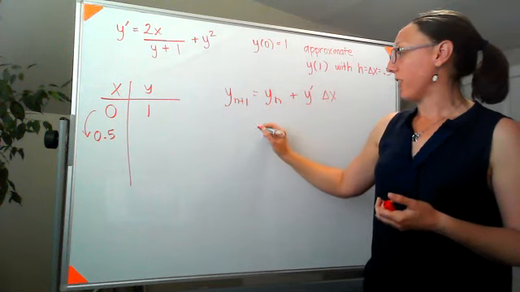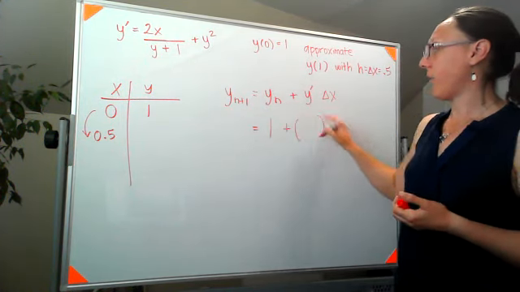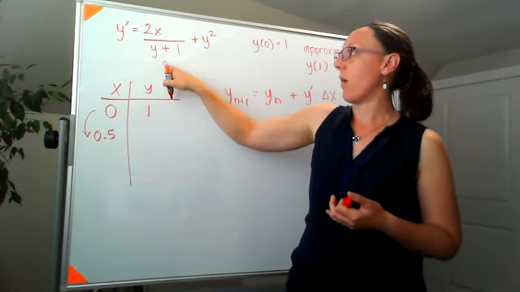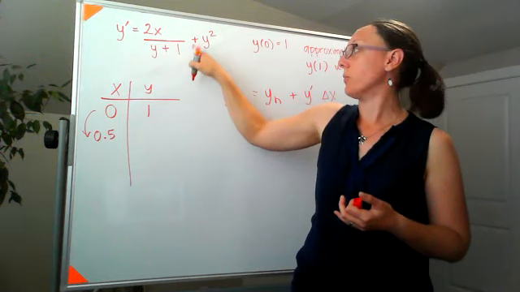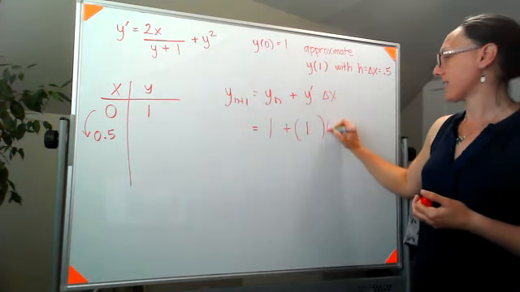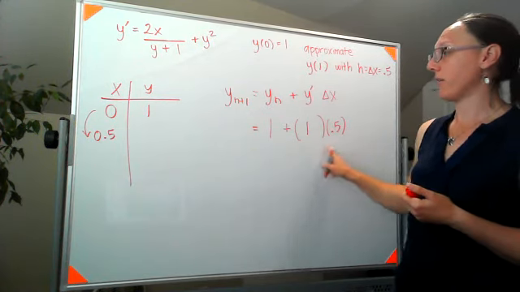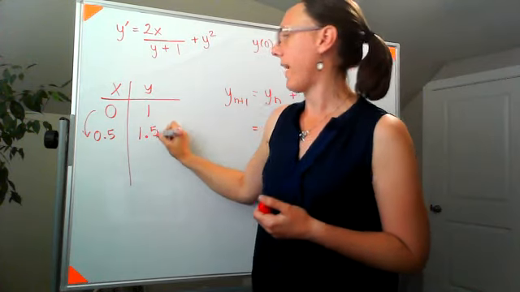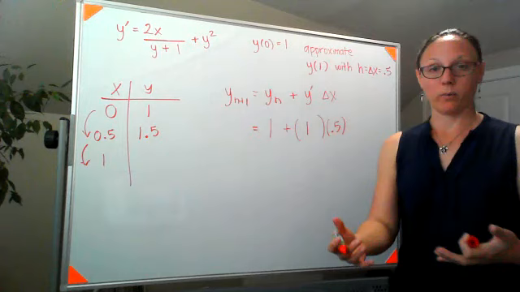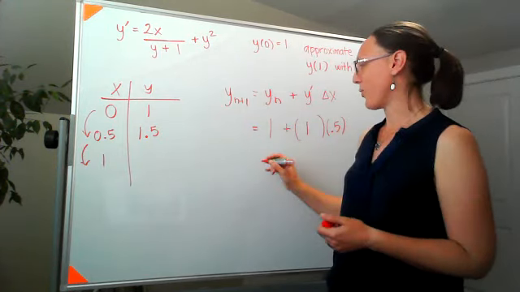So to get my new y value, we're currently standing at a y of 1. And now I need to know y prime at the point 0, 1. So if x is 0 and y is 1, that's 0 over 2 plus 1 squared. So that's a 1. And my delta x of 0.5. So my next y value is 1 plus 0.5. So I'd be at 1.5. When I take one more step, I'll be at that x value of 1, which is where we want to end up. And to figure out that y value, I'm going to do this whole thing over again.